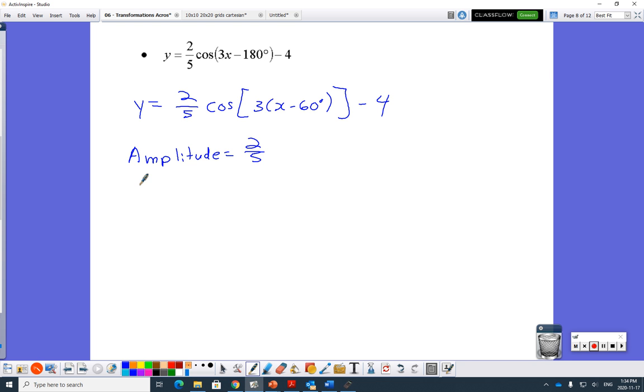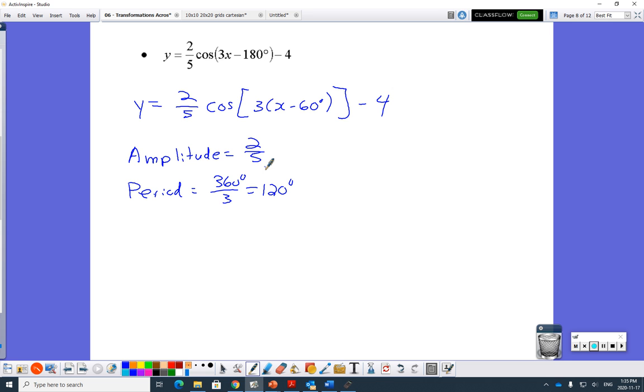Yeah. What else? Period. 360 divided by 3 equals 120 degrees. Because normally the period of cosine is 360 degrees. This has been compressed by factor 3. Now it's got a period of 120. Does that ring a bell a little bit? No. Well, don't freak out.